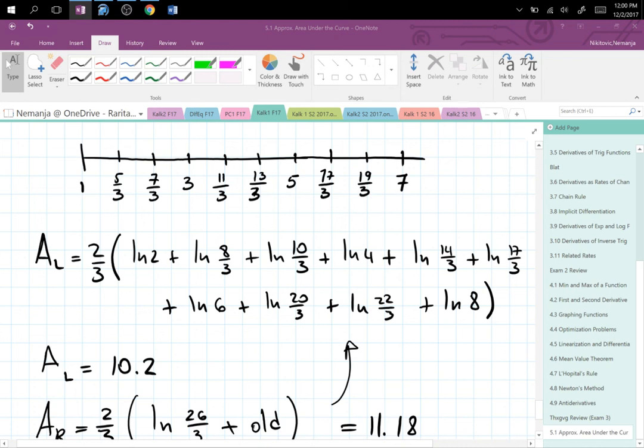So let's take a short break, and then 5 minutes or so. 5.2, the definite integral.